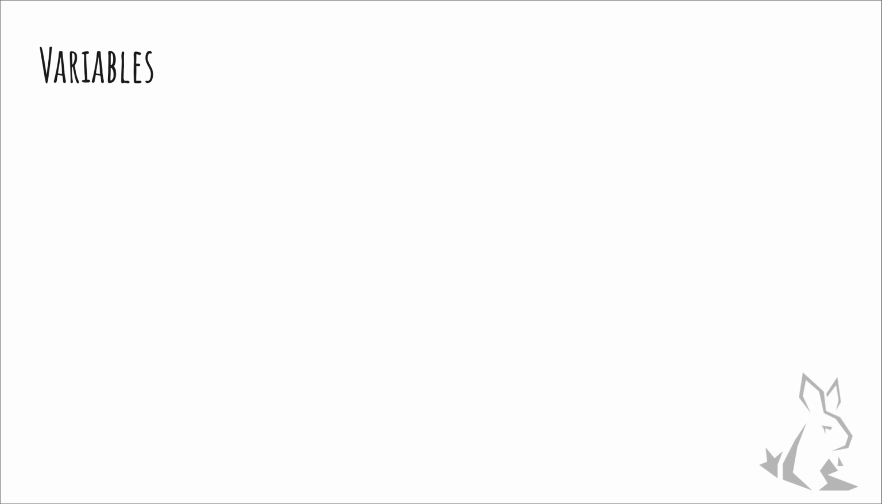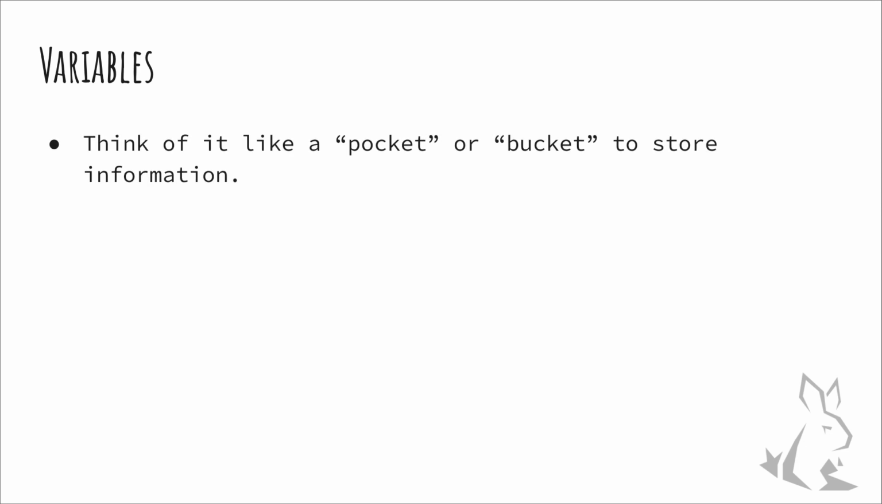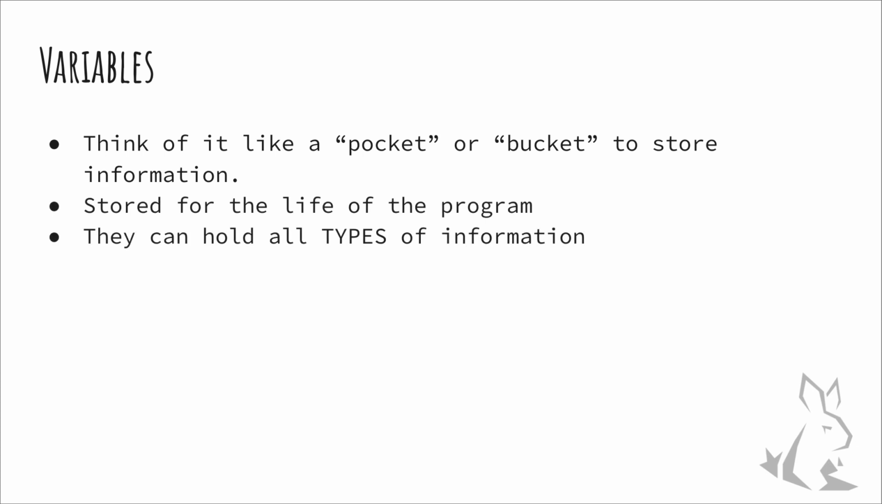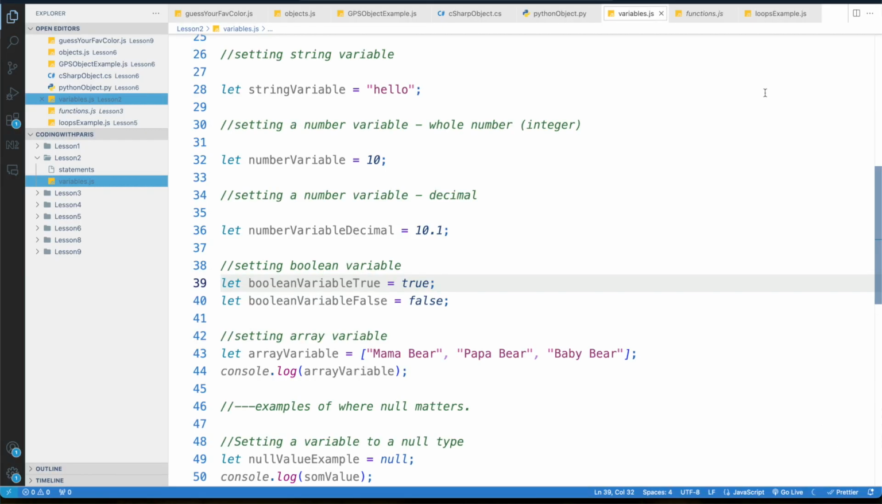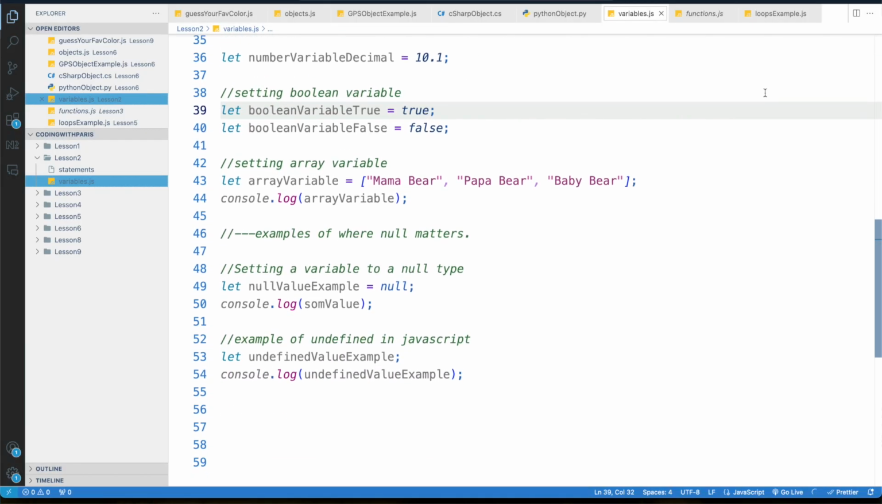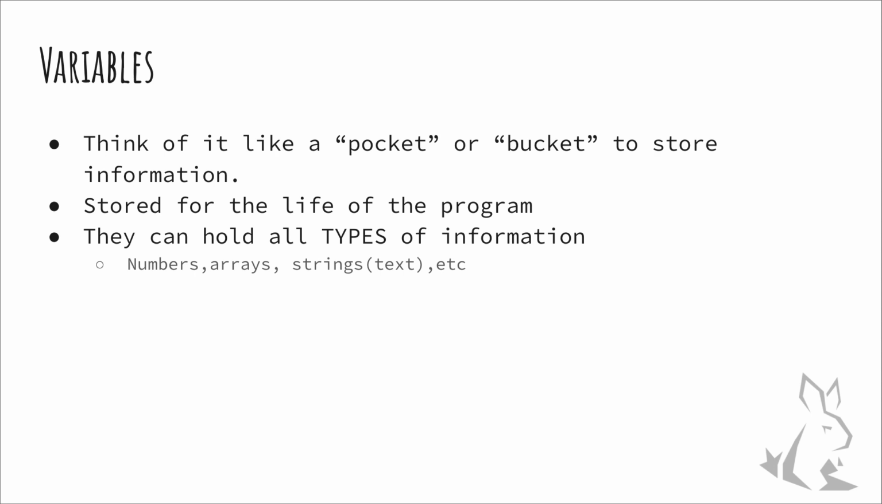Variables are buckets of code where you can store information for future reference for the life of the program. Remember, those buckets or those variables can hold many different types of information: numbers, arrays, text, those sorts of things. And those buckets live for the life of the program. And once that program is over, of course, those variables disappear. And you can reference that state throughout the code.